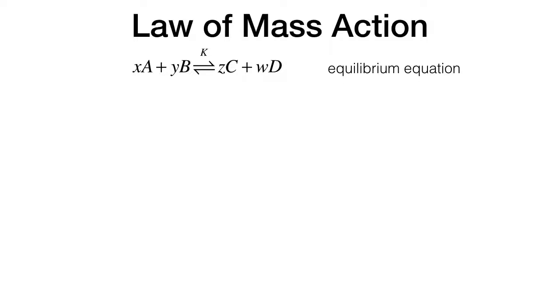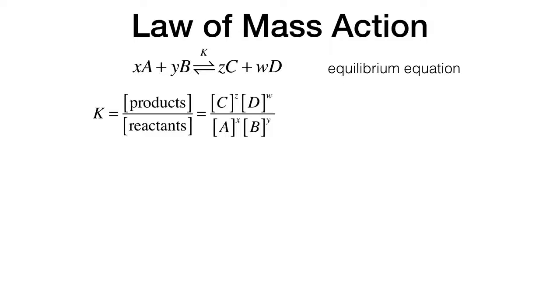For the reaction where x moles of A reacts with y moles of B to form z moles of C and w moles of D, under equilibrium conditions, the equilibrium constant K is equal to the concentration of products over the concentration of reactants, which is equal to the concentration of C to the zth power times the concentration of D to the wth power divided by the concentration of A to the xth power times the concentration of B to the yth power. This equation is called the equilibrium expression.